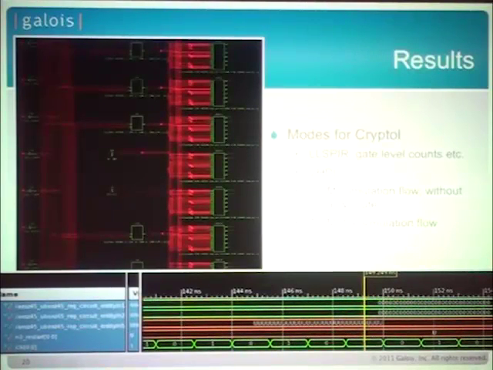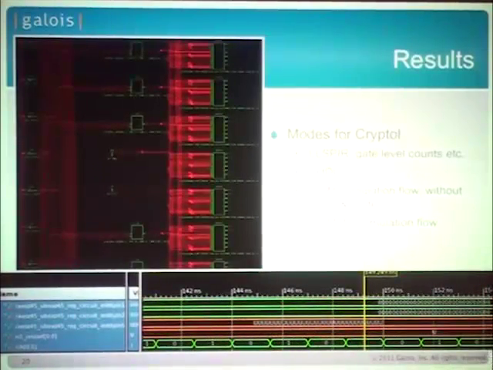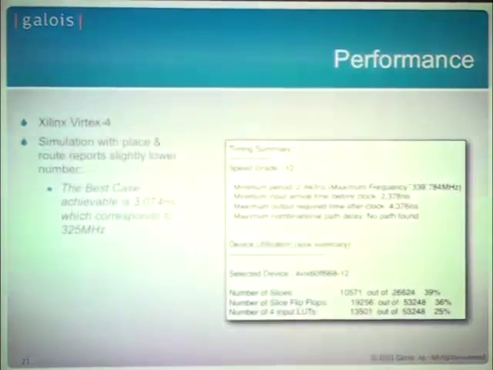So I always used to have this FPGA envy of Salmon, who could always put up these great pictures of things on FPGAs, and now at last, but he's not here in the audience. Anyway, Cryptol allows you to generate things either at gate level to get those counts, to produce the VHDL itself, to do a simulation flow, either without or with place and route, depending on how much coffee time you want to consume.